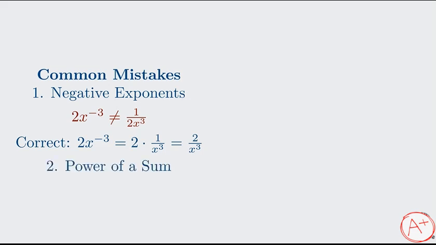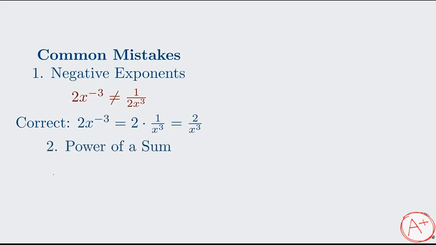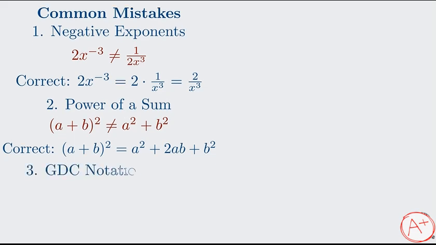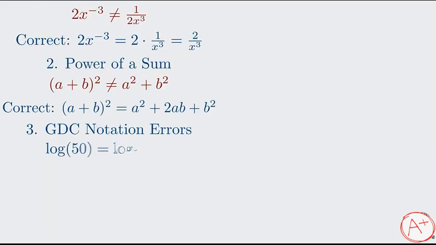Second, the freshman's dream error with exponents. A plus b squared is not a squared plus b squared. The power of a product rule only applies to multiplication and division, not addition or subtraction. You must expand the brackets fully. Third, entering logarithms incorrectly into the graphic display calculator. Log 50 is base 10, whereas ln 50 is base e. Using the wrong log button will lead to an incorrect numerical answer. Always double-check if the question requires the common log or the natural log.